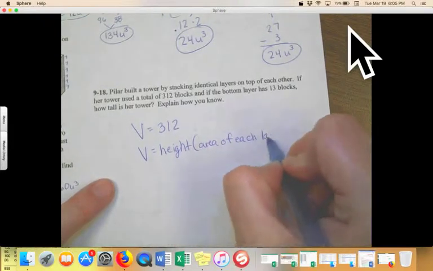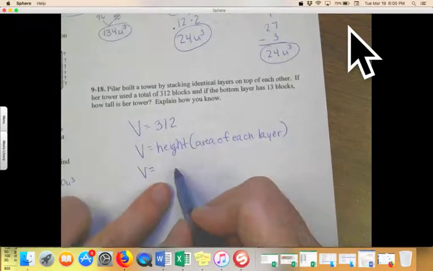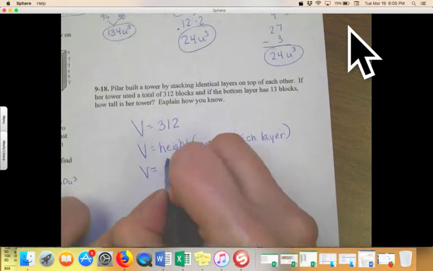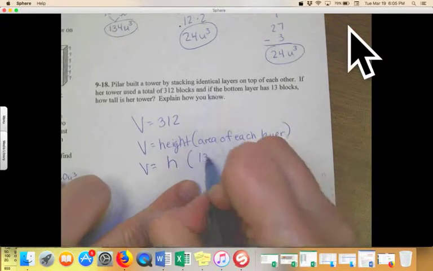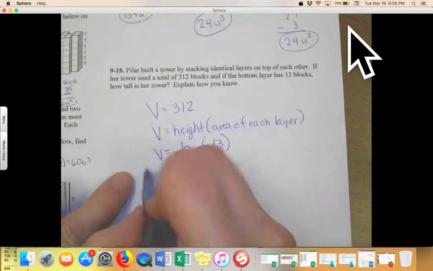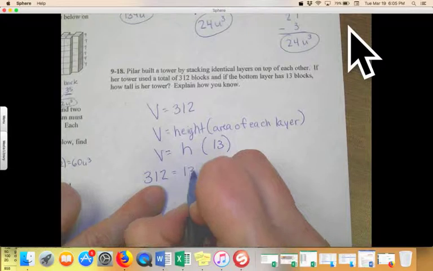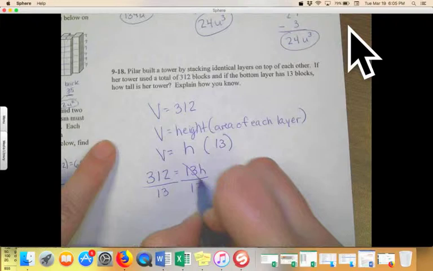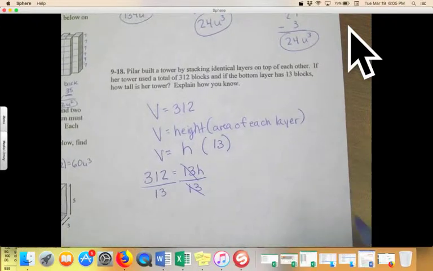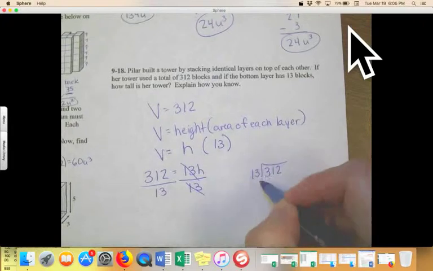Which is the base. Okay? So here we know that we're looking for the height. This is asking us how tall the tower is, so we're looking for the height. And it tells us that the area of each layer is 13 blocks. And we know that the total volume is 312. So 312 equals 13 times h. So to solve this, we're just going to divide both sides by 13 to get our height. So we can do this division to the side here. See, 13 times 2 is 26, 13 times 3 is 39.